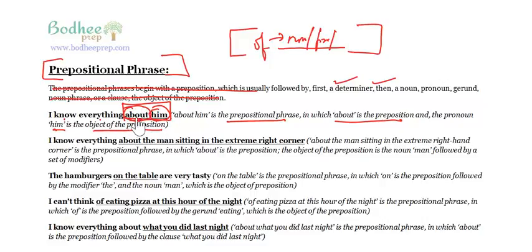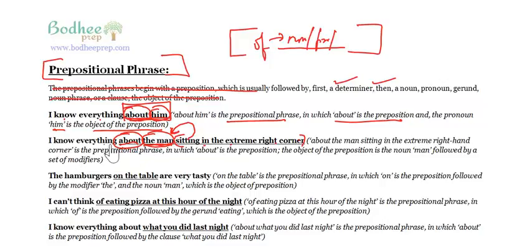So I know everything about him. About whom? About him. So this entire thing is a prepositional phrase where we have the preposition followed by the pronoun, which is the object of the preposition. And let's take a bigger, longer version of that. I know everything about the man sitting in the extreme right corner, right? So you have basically I know everything about, right? About the man. And this is the preposition, this is the object of the preposition, and this object, which is the noun, has further a set of modifiers. And who is this man? The man sitting in the extreme right corner. So this sitting in the extreme right corner is basically modifying the man.